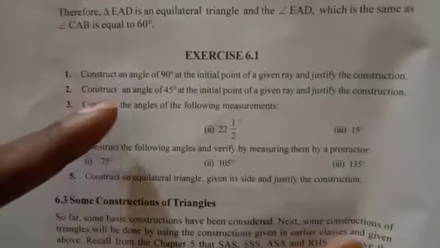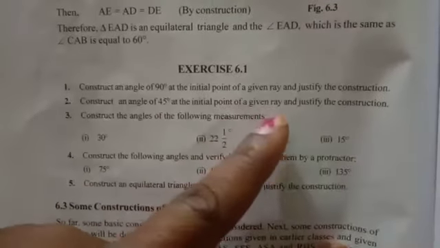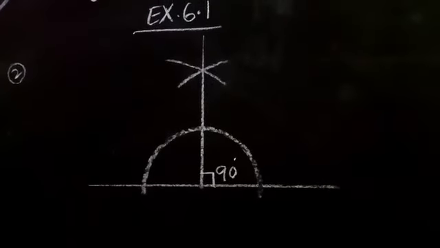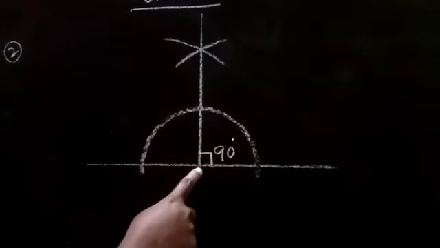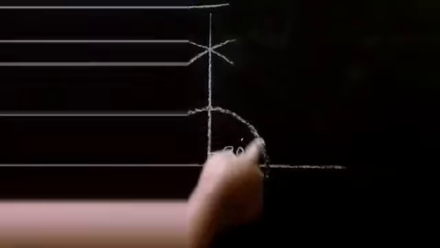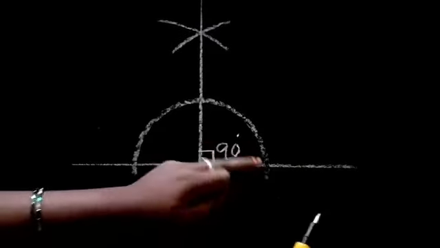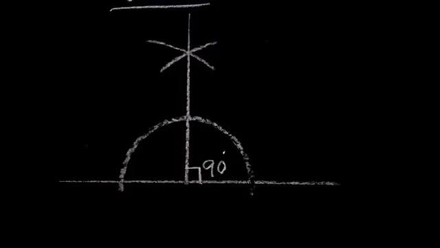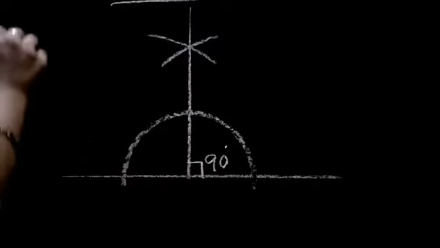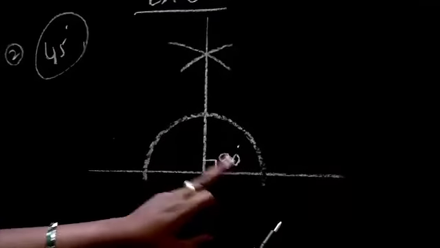The second question is, construct an angle of 45 degree at the initial point of a given ray and justify the construction. Till 90 degree, what we did for the first question is the same. First draw a straight line, keep the point on the line, take a semicircle, then set the compass from here to here arc, again the same measurement from here to here arc, then the two arcs and this center point we have to join. We'll get 90 degree now. Now for the second one, 45 degree, we have to bisect this 90 to get 45.